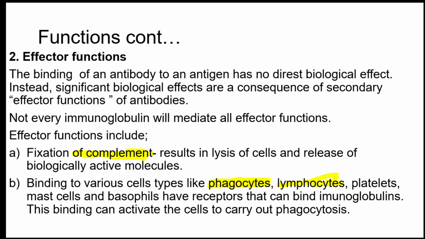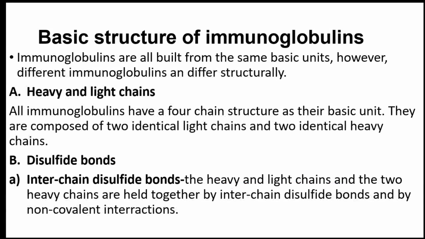So when they do that, the binding can activate the cells to carry out phagocytosis. So if your immunoglobulin binds to antigen first of all, then on the other side it binds to these cells, like the phagocytes and the basophils. So this binding can activate the cells to carry out phagocytosis, which is more like eating, cell eating. This is very essential in the immune response against infection.